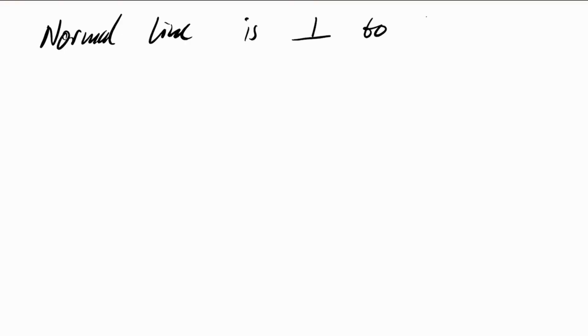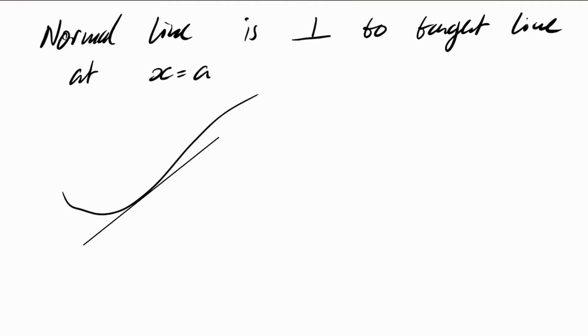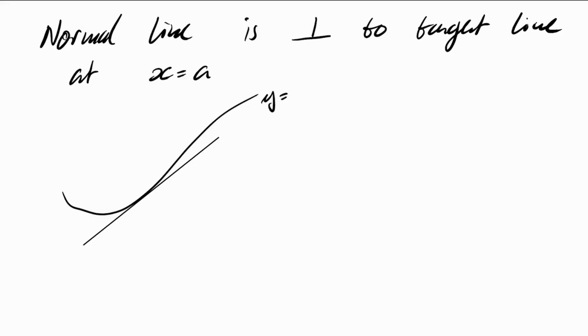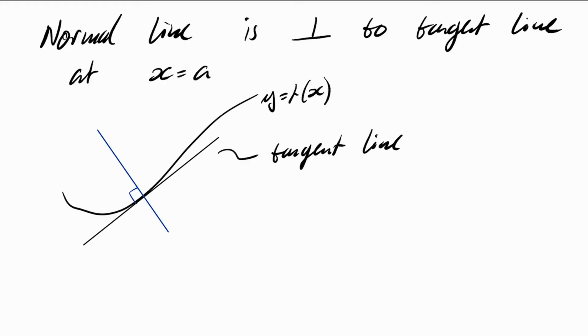The normal line is just a line which is perpendicular to the tangent line. So let me just do a rough sketch. So we had our tangent line and our function before, so y equals f of x. Our tangent line, the normal line makes a right angle with the tangent line, and so it's normal to the curve at the point x equals a.